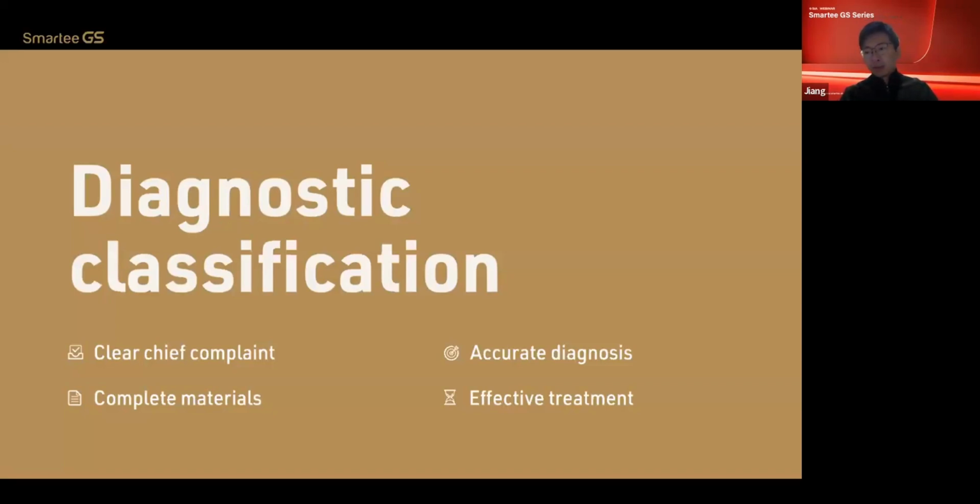So we face more severe jaw discrepancies, especially in facial prognathism. So Professor Shen found we need a new and different diagnostic classification to guide our treatment. He proposed a new diagnostic classification, which takes several elements into consideration, for example, the chief complaint, the accurate diagnosis, the complete materials, and the effectiveness of treatment.